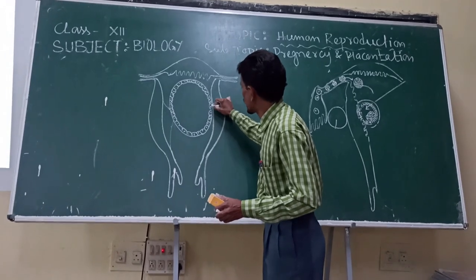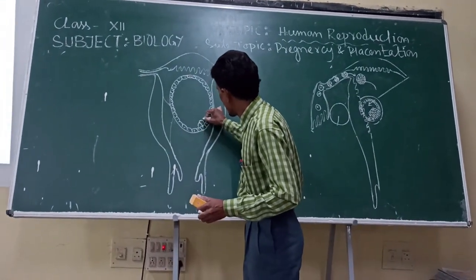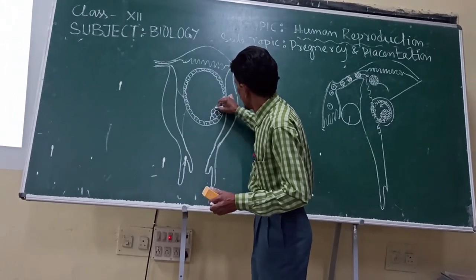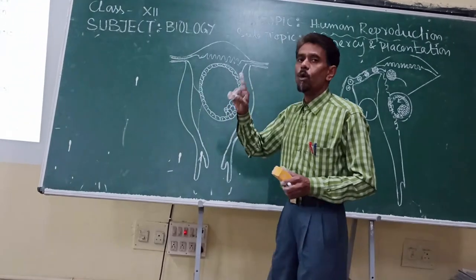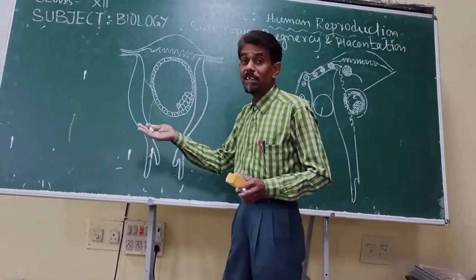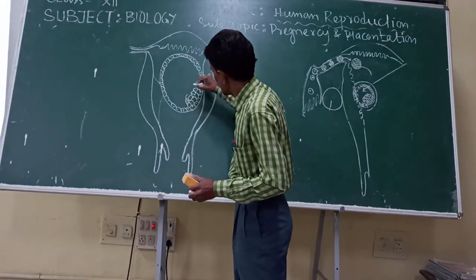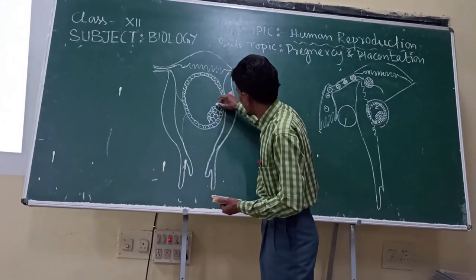The blastomeres of the trophoblast and the inner cell mass. The inner cell mass is by nature a stem cell. Why? Because they can give rise to any cell, any tissue, and further develop into organs. This is the inner cell mass.